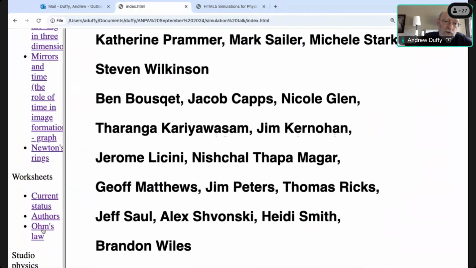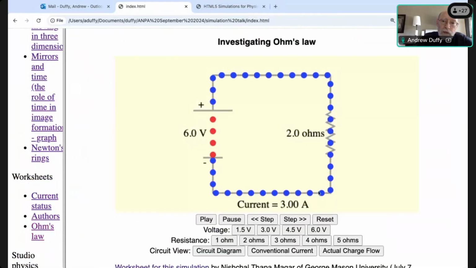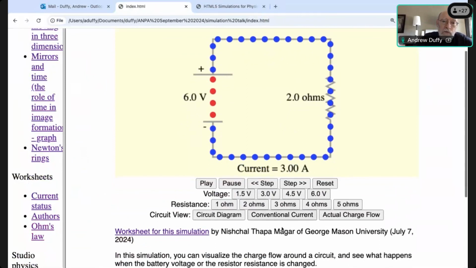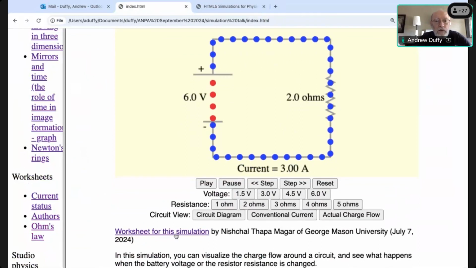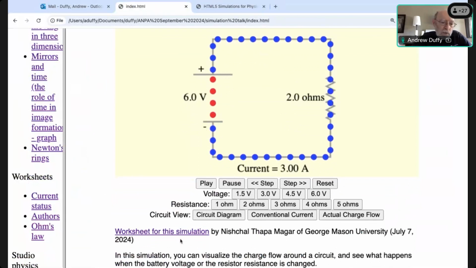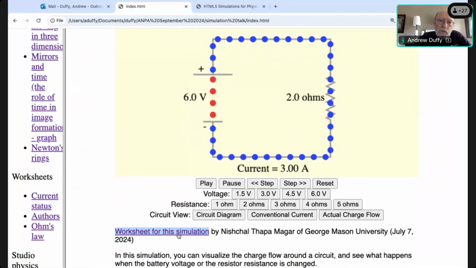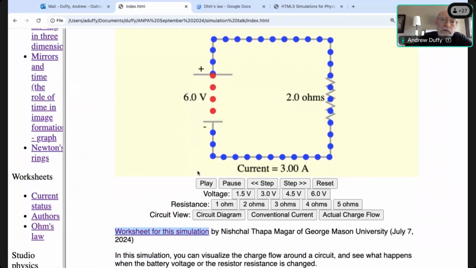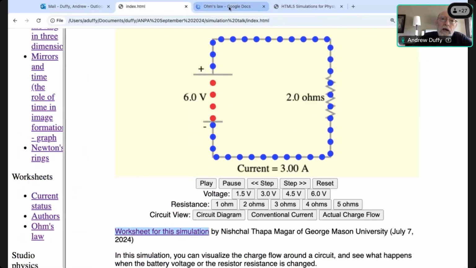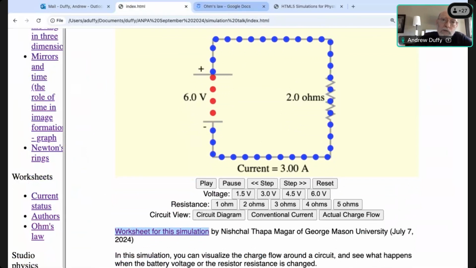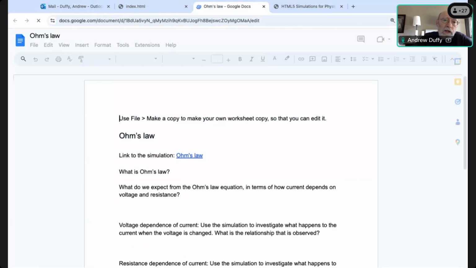Okay, so let's go back to this Ohm's Law 1, as we just talked about. If you want to see the worksheet, you could click on this link and it would open up in this window. But the best thing to do is open it in a new tab. So we'll look at that worksheet in a second. It's a fairly simple worksheet, but I think it's nice.